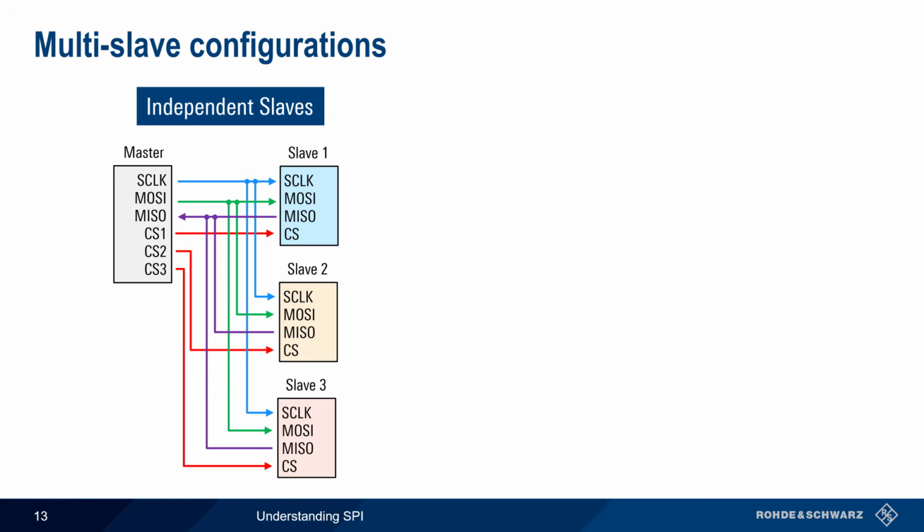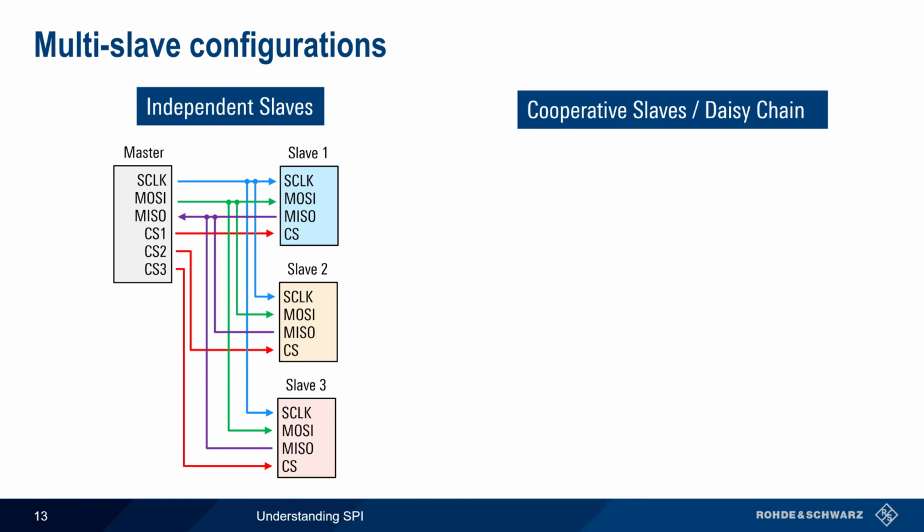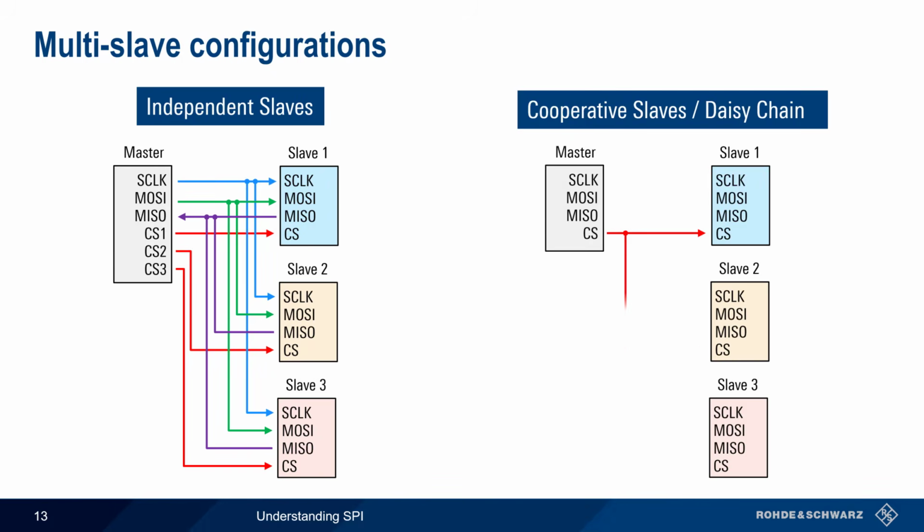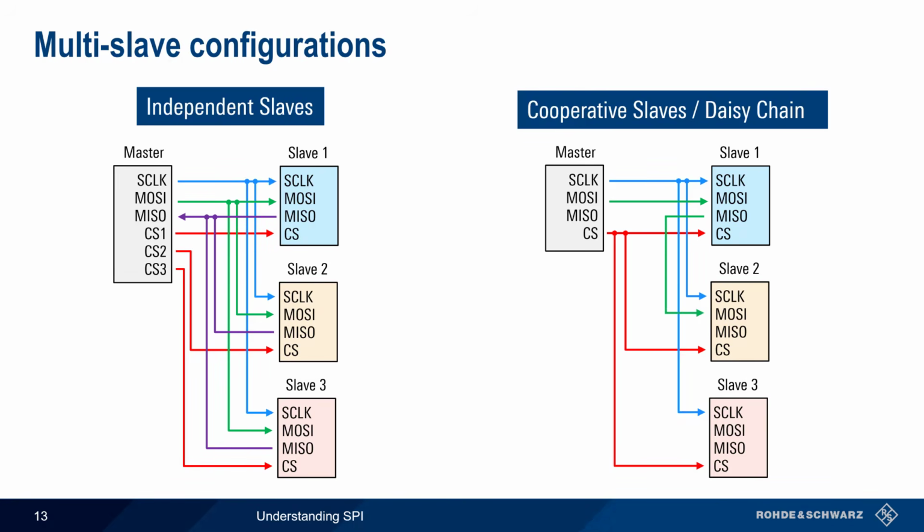The other common multi-slave configuration is called cooperative slaves, or a daisy chain configuration. Here, the master has only a single CS line which is shared among all slaves. And, as with independent slaves, the clock signal is also shared among all slaves. However, in this configuration, MOSI data is sent to the first slave, and then additional clock cycles can be used to pass it along to the next slave in the chain. This is done by connecting the first slave's MISO to the second slave's MOSI. This process can then be repeated to pass data to the next slave.